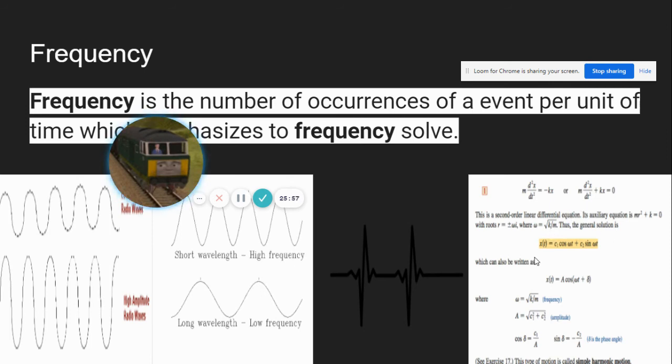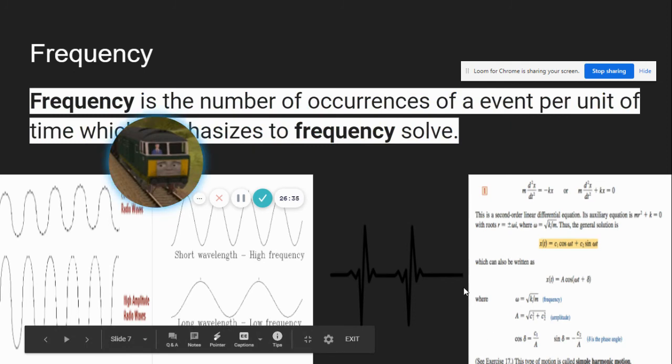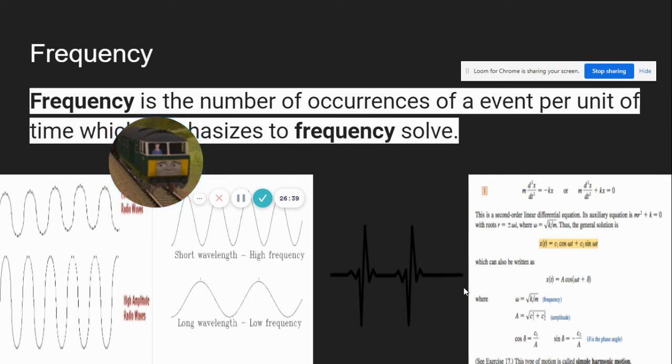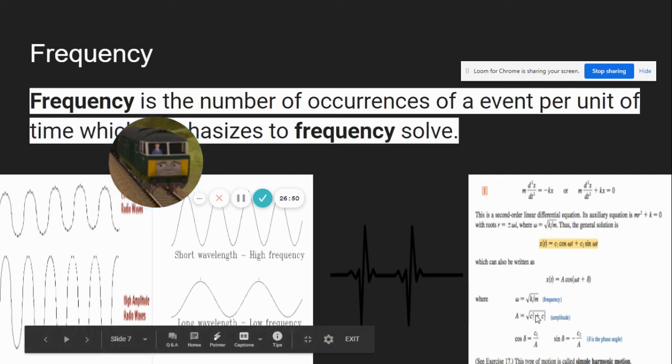Thus, the general solution is x(t) equals c1 cos wt plus c2 sin wt, which can also be written as x(t) equals A cos(wt plus phi), where w equals the square root of k over m, the frequency. So this is what frequency is all about. A equals the square root of c1 squared plus c2 squared, the amplitude. So this is the amplitude.